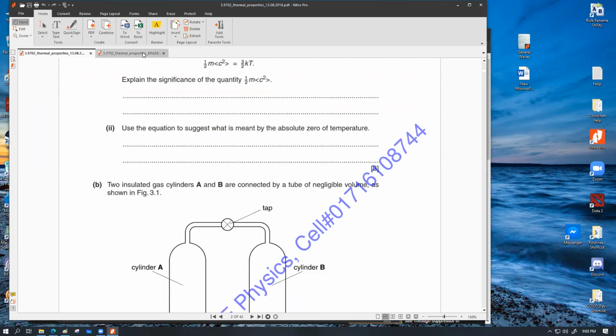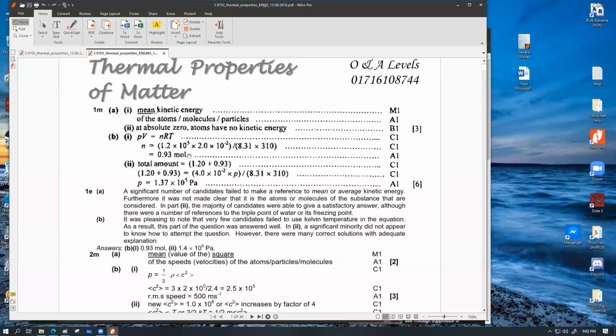We're going to have a look at the mark scheme just to be sure. Have a read at the mark scheme for part A, and also the examiner's report, and tell me any questions you have. Use your eyes.